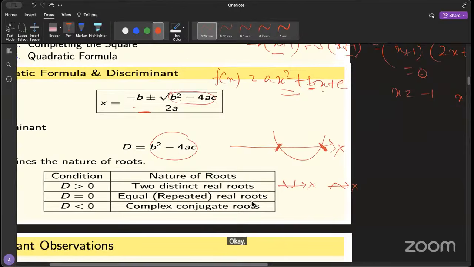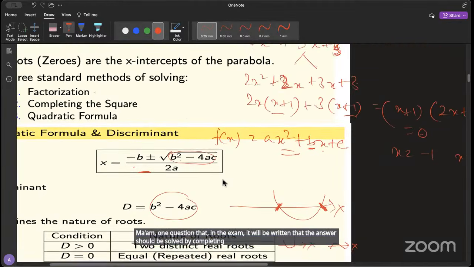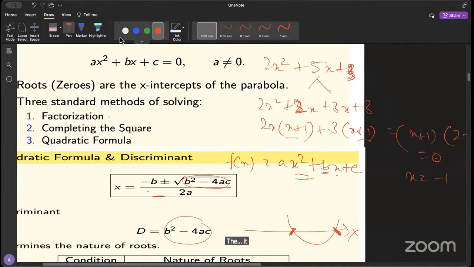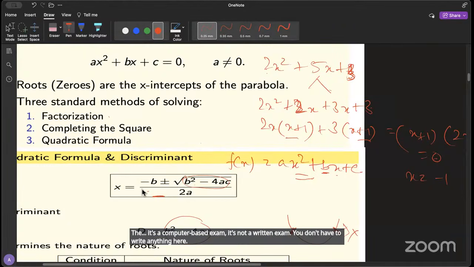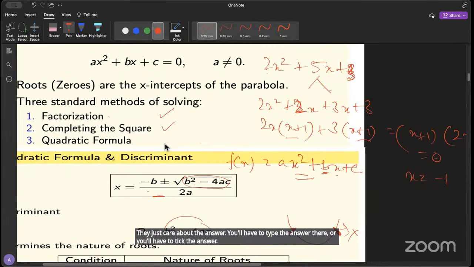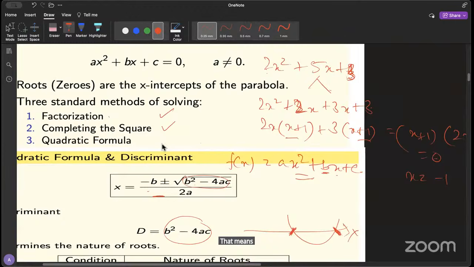Okay, then ma'am, one question: in the exam it will be written that the answer should be solved by the completing the square method or quadratic formula or whatever? It's a computer-based exam. It's not a written exam. You don't have to write anything here. They don't care what method you use. They just care about the answer. You will have to type the answer there, or tick the answer. That means they don't care what you're using, just get the answer right. Is that okay?